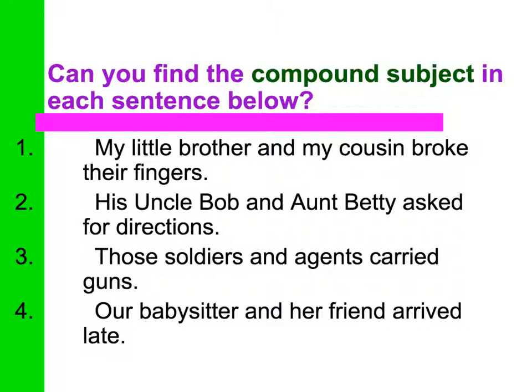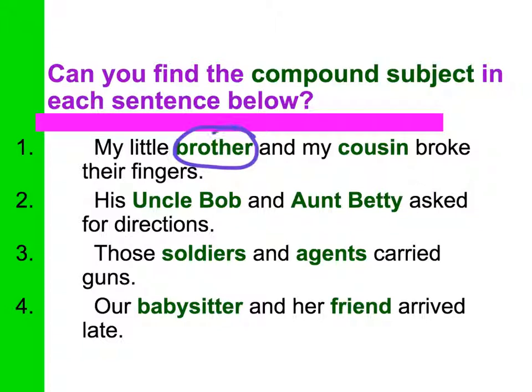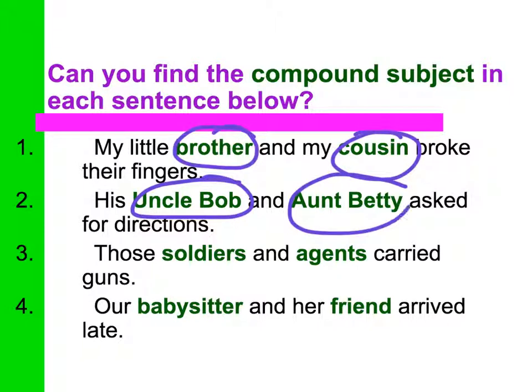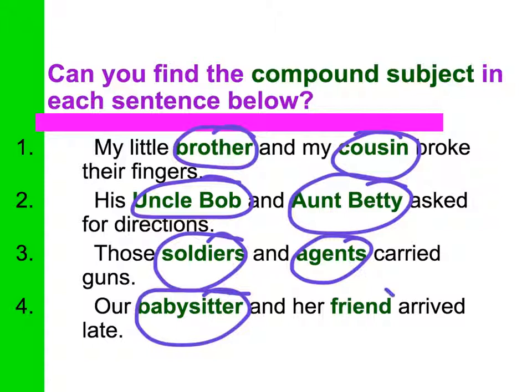So, let's look at these. Can you find the compound subject in each sentence below? Pause the video, take a second, decide what the compound subject is, and then check your answers. Okay, my little brother and my cousin broke their fingers. His Uncle Bob and Aunt Betty asked for directions. Those soldiers and agents carried guns. Our babysitter and her friend arrived late. Notice what word they have in common to give you a clue on what the compound subject is. And. That lets you know that more than one person is doing the same action.